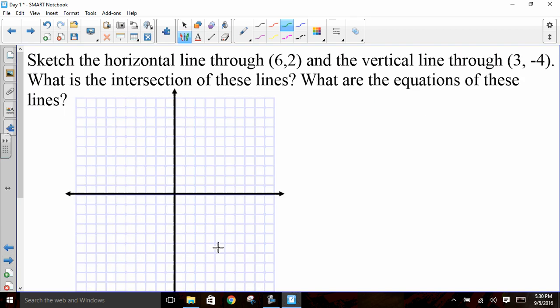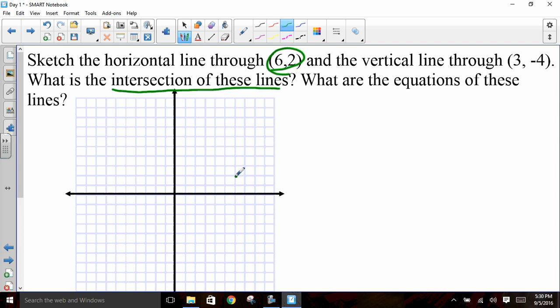Okay, next we're going to sketch the horizontal line through 6, 2, and the vertical line through 3, negative 4. We're asked what the intersection of these lines is, so we're going to look for a point, I would assume, and then what the equations are. So let's go back a step. Let's look for 6, 2. You're going to go to the right 6, up 2. So 1, 2, 3, 4, 5, 6, up 2, right here.